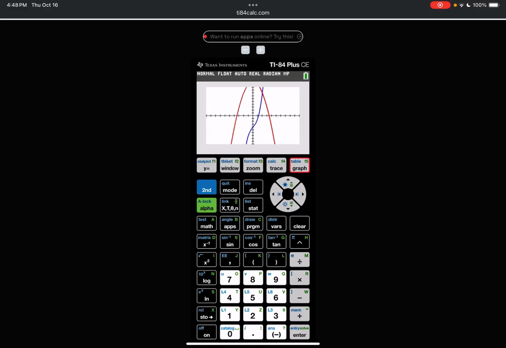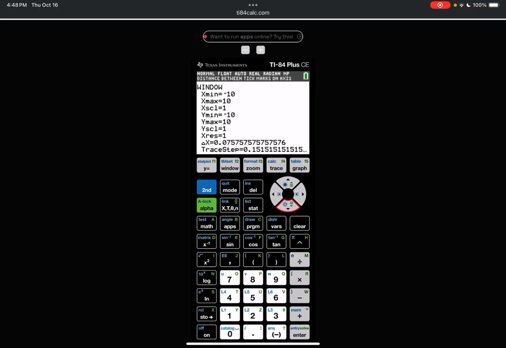You can see that we have our two functions and we can see the intersection of them. I might adjust my window just a hair. Maybe I'll make y max 15, and maybe I'll make x min negative 5. Yeah, that's a better window.